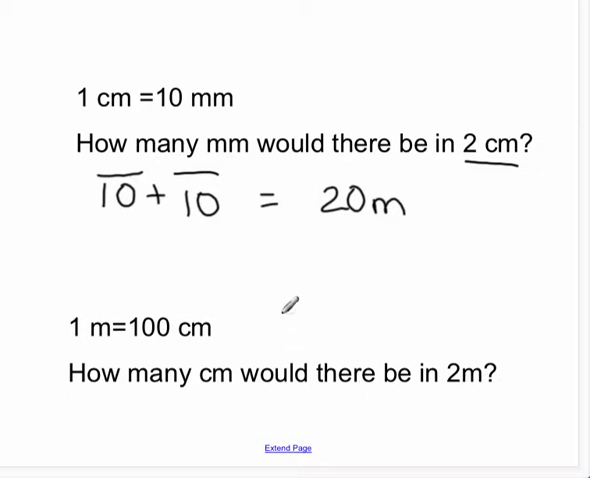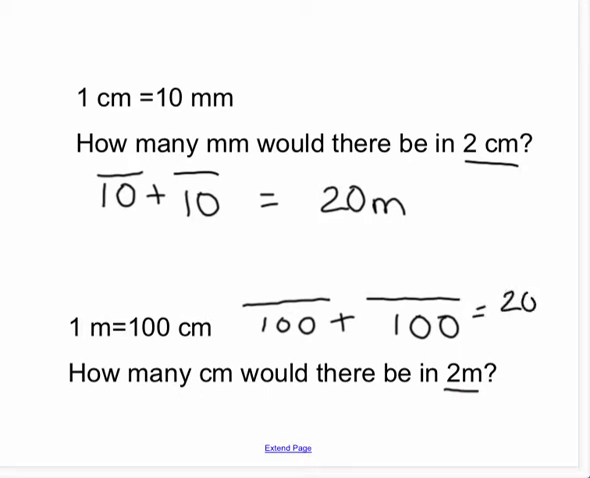Again, it's a good idea to take some notes. So I'm going to say this is my meter here, and it equals 100 centimeters. I'm going to reread my question again. How many centimeters would there be in 2 meters? So I need to add another meter. And I know for every one of these meters, there's 100 centimeters. So I'm going to write that underneath. And then I'm going to add these parts together. So 100 centimeters and another 100 centimeters means that I would have 200 centimeters in 2 of those meters.